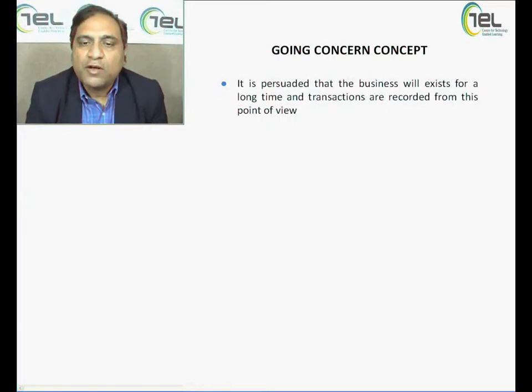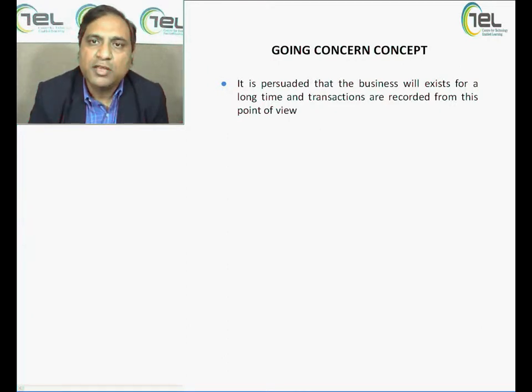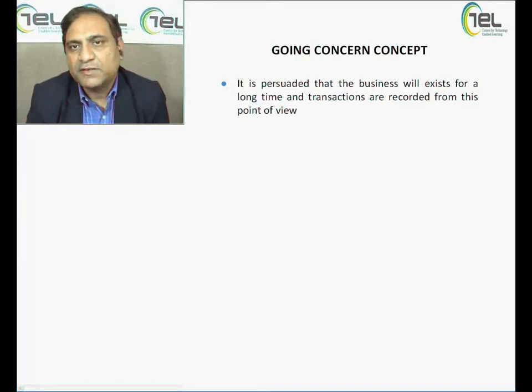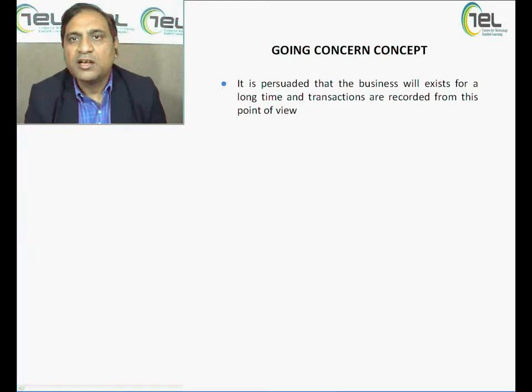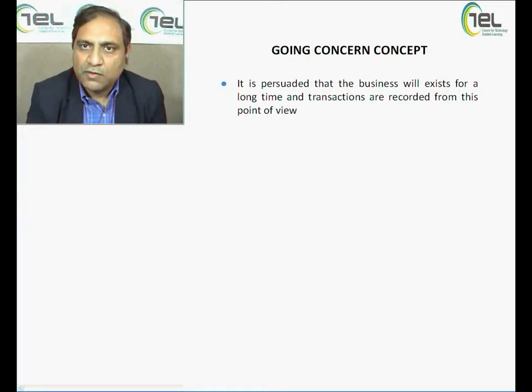Next concept is the going concern concept. Going concern concept is also a very important concept: all the transactions being recorded in the accounting are recorded from the point of view that the business will stay forever. Therefore it is not like a project which is to be started and ended at a particular point of time. Rather, it is considered to be perpetual, that it will continue in existence for an infinite time.